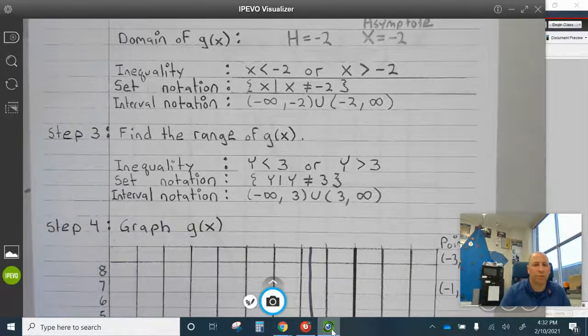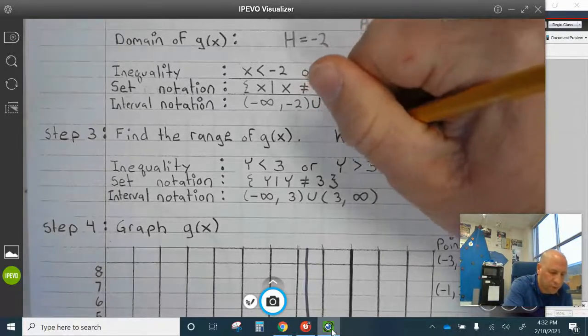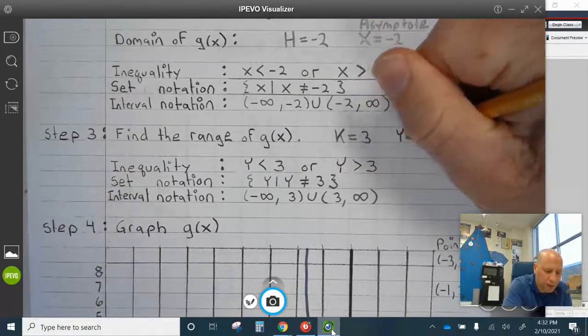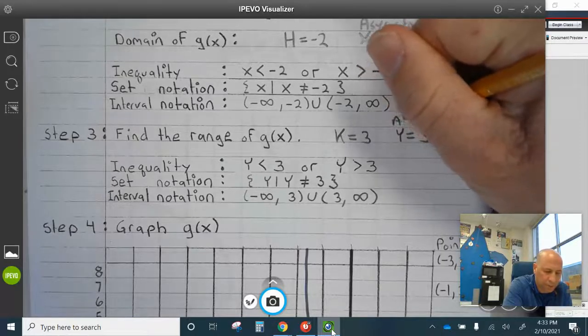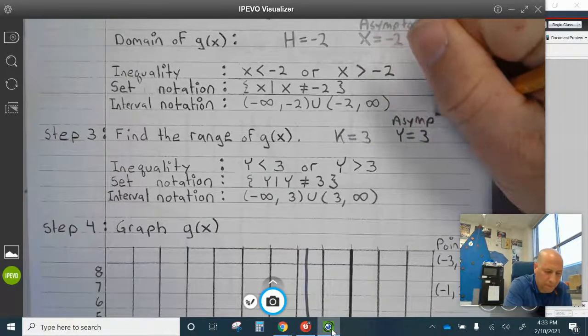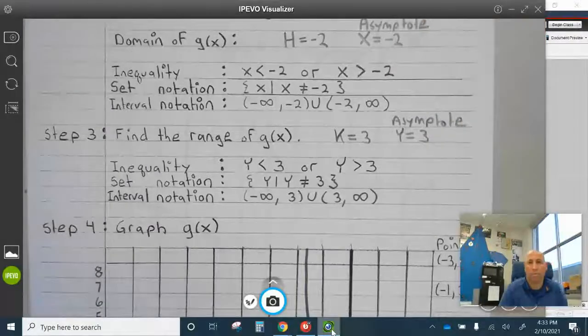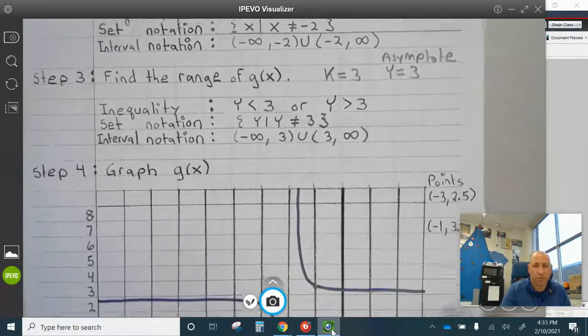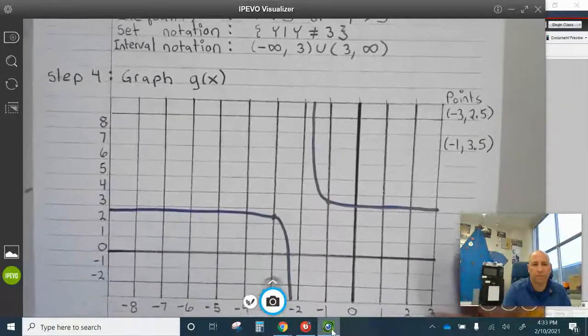Okay, step 3, find the range of g of x, which is based on the k value, which is 3. So you have a y equals 3 asymptote. So inequality is y is less than 3 or y is greater than 3. Set notation is y such that y does not equal 3, and interval notation is -infinity to 3 or 3 to infinity.